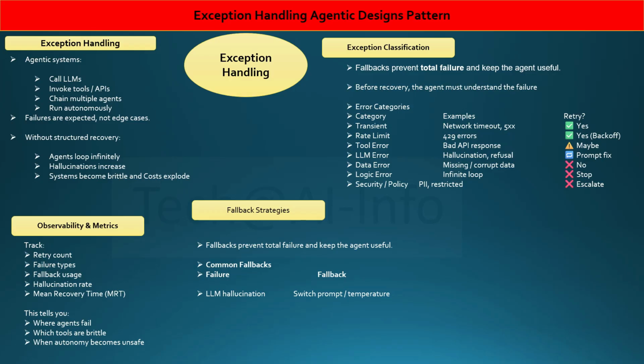What would be the correct fallback? Tighten the prompt, add constraints, lower the temperature, and focus on structured output. As a result, the LLM reasoning becomes more deterministic and reliable. LLM down: switch model.